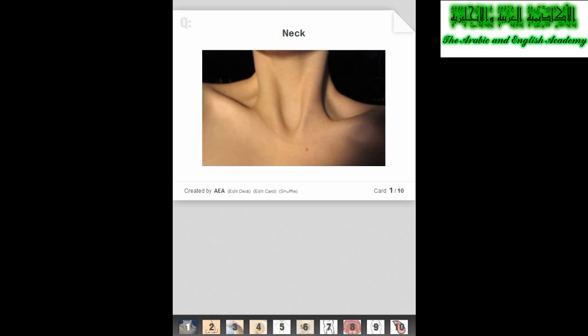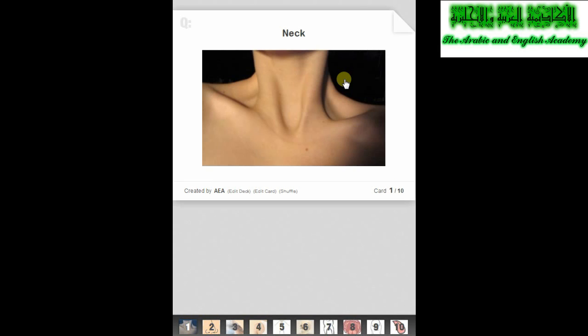Okay, and the first word we have is neck. And neck in Arabic is rukba. Rukba. The Q is coming from deep from the bottom of the throat. Rukba. Neck. Rukba.